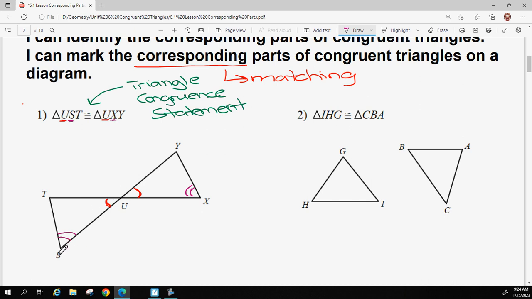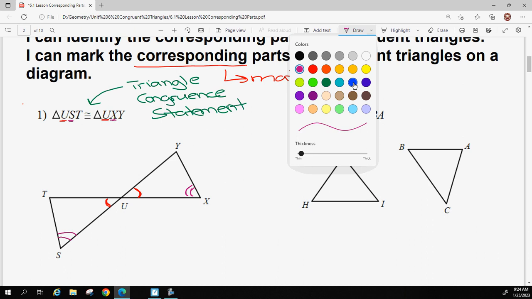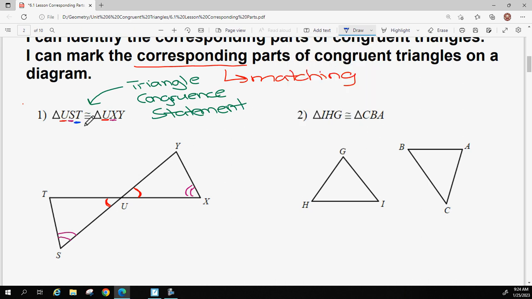What we do know is that angle S and angle X are the same size, they're congruent, they're equal. And then if I look at the last letter, T and Y, that means those two match, they correspond, and that means they're the same size, they're equal measures, they are congruent. And I'm just going to put three arcs in those ones to show, again, T and Y are the same measure, they're congruent, but they're not necessarily the same as these other ones.